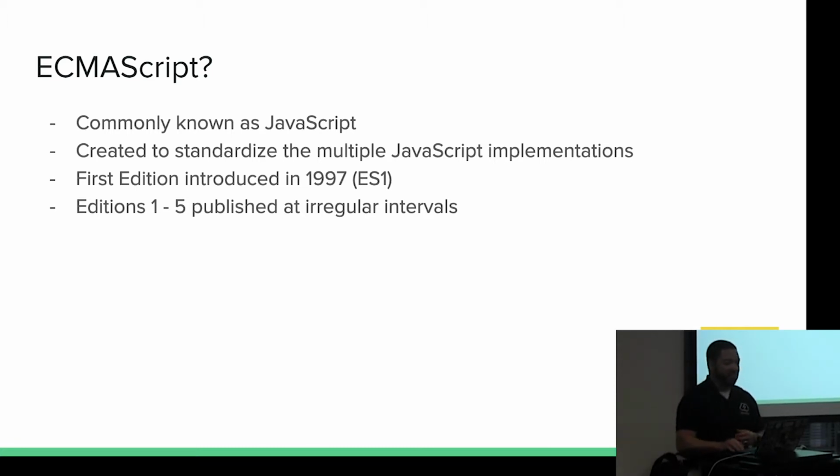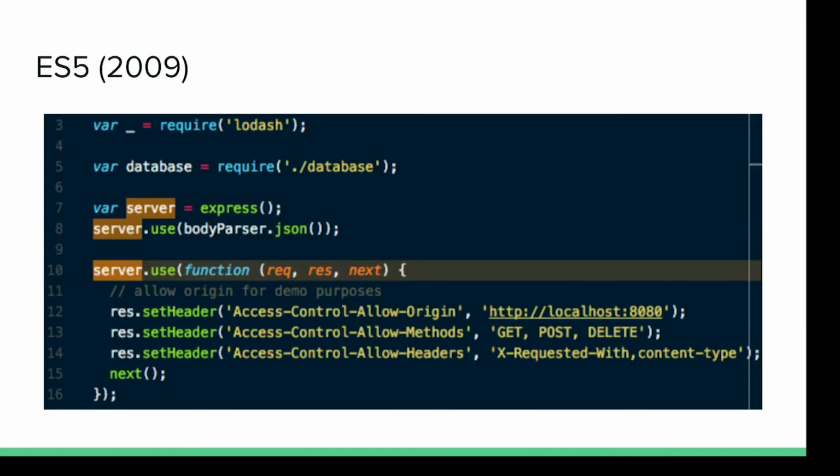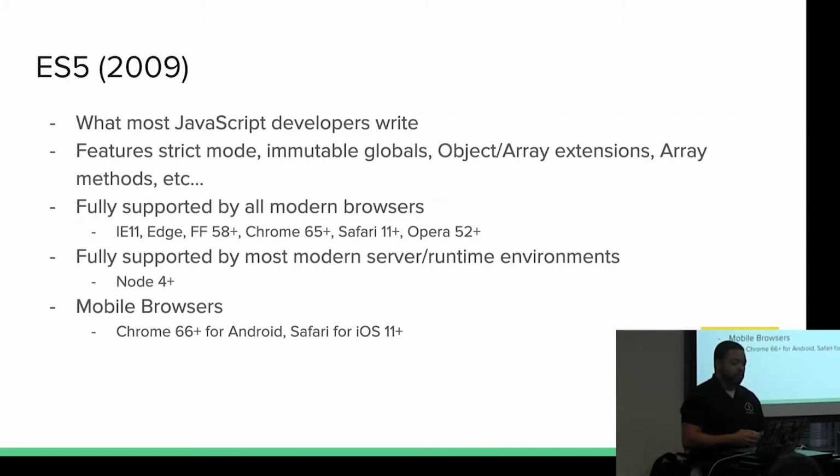So it was a little erratic back then, but starting with ES5, they started to become a little more standard, a little more organized. Everyone who has done any JavaScript development will recognize this: it's basically ES5 using vars and a little bit of node require. Nothing terribly exciting. But ES5 is what most JavaScript developers actually write in. It's not even ES6, it's ES5.